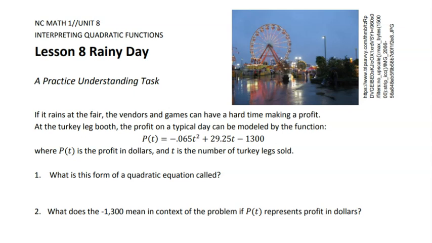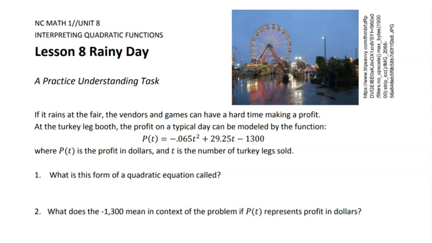If it rains at the fair, the vendors and games have a hard time making a profit. At the turkey leg booth, the profit on a typical day can be modeled by this function, where P of T is the profit in dollars and T is the number of turkey legs sold. And we can see that this equation is written in standard form.